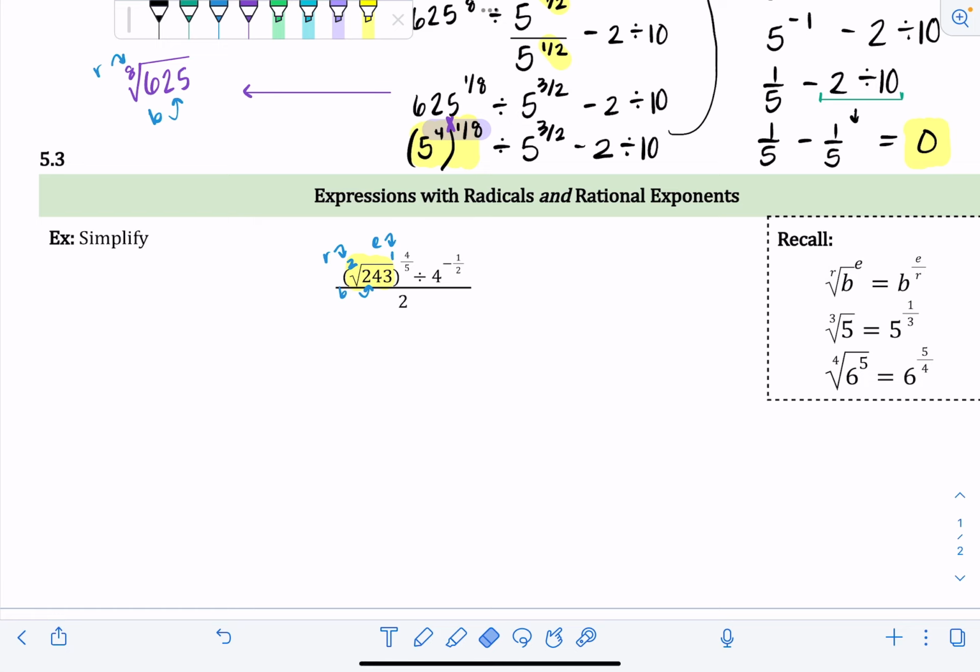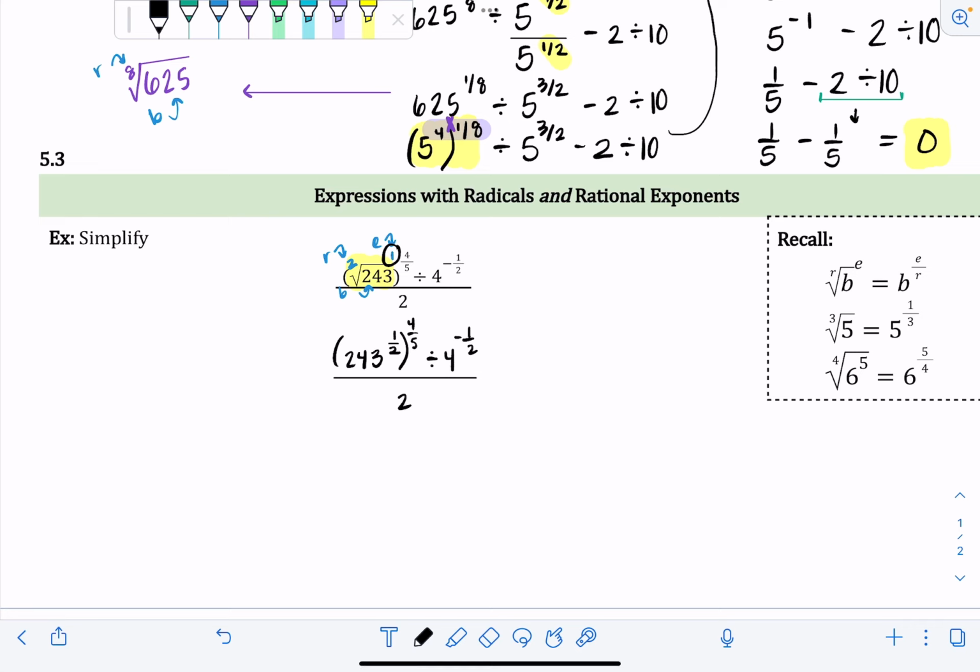So I'm going to rewrite the square root of 243 as a fraction exponent. The 243 is the base. The square root goes in the denominator, so it becomes 2, and then the exponent, which I know there wasn't one there, so if there's no exponent, it's a 1. That goes in the numerator. So the square root of 243 is the same thing as 243 to the 1/2 power, and then that is still being raised to the 4/5 power, because I had this 4/5 right here. Okay, and then I'm just going to copy the rest of the problem down because that was enough for one step. So divided by 4 to the negative 1/2, and then that is over 2.